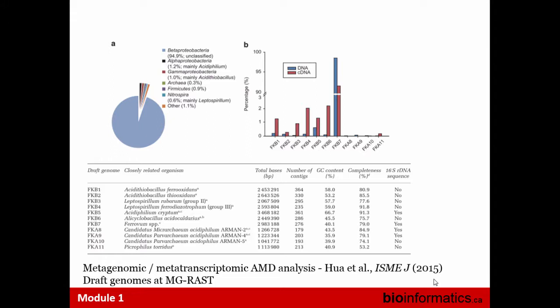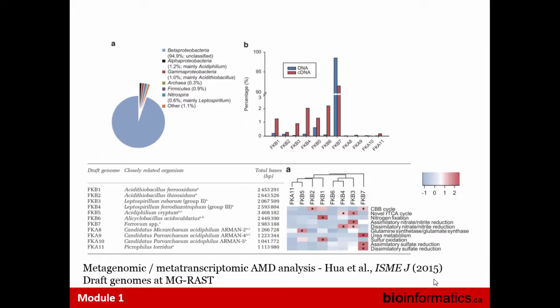And here's the crucial outcome of the paper. There are critical functions, such as nitrogen fixation, that are going on in the community. Who's doing them? The rare things. FKB1, right? Very rare, far less than 1% of the community, doing most of the nitrogen fixation, almost all of the nitrogen fixation coming from this one little dude, right?